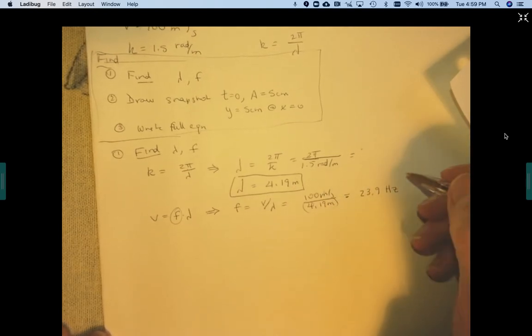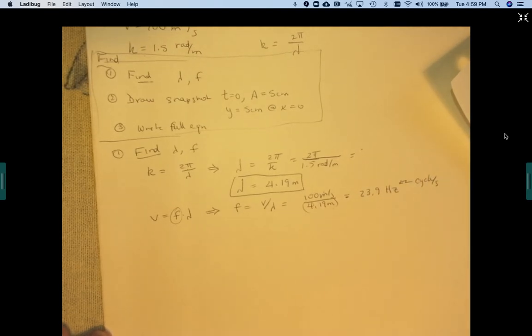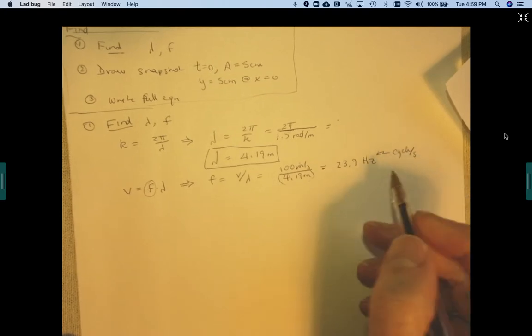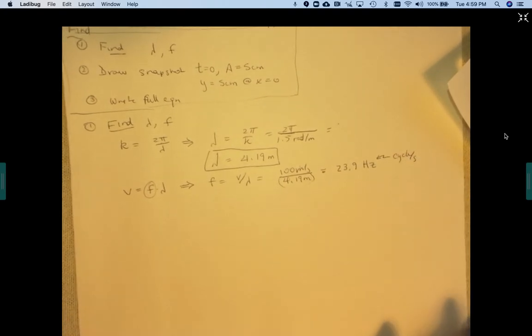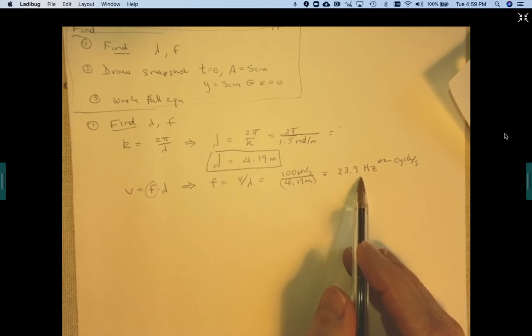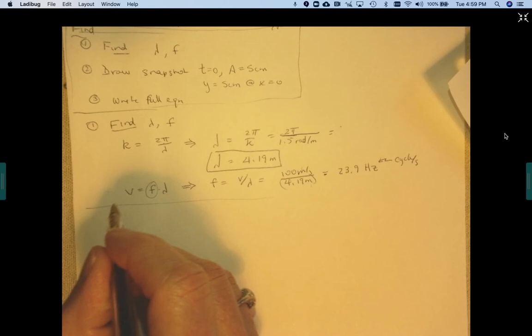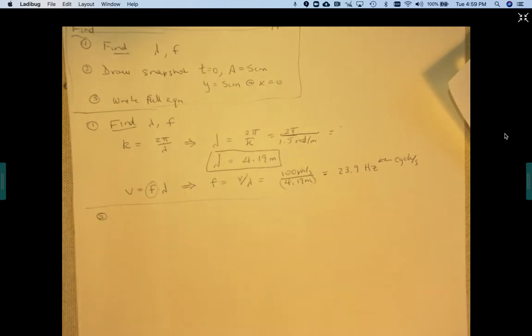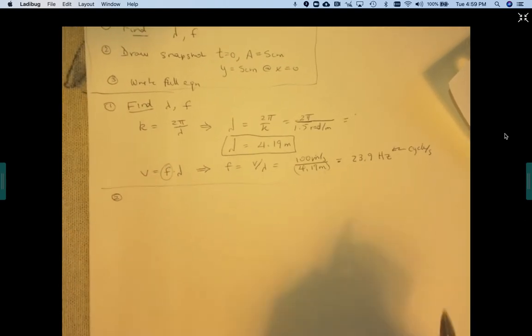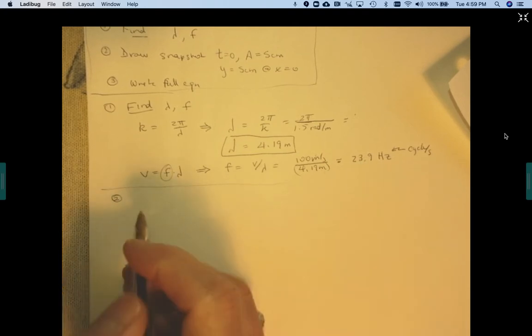And remember, hertz is a cycle per second. So that's really fast, right? It's saying that the wave is undergoing almost 24 cycles in a second. That's pretty darn fast. Okay, so that finishes part 1. Let's look at part 2. Of course, light actually has super high frequency, but for kind of a mechanical wave, that would be pretty fast.